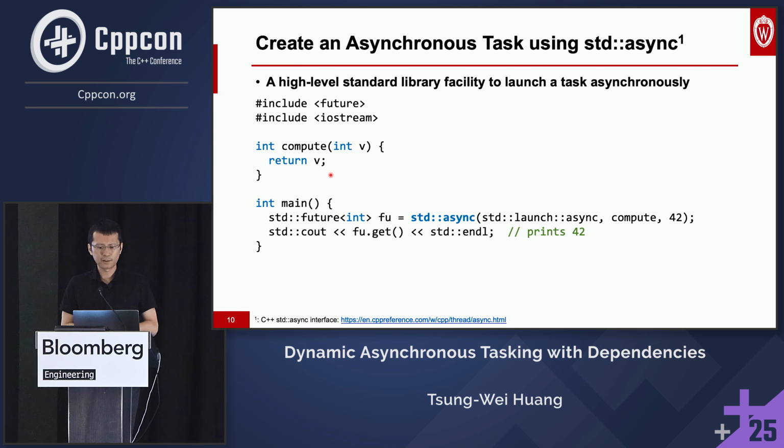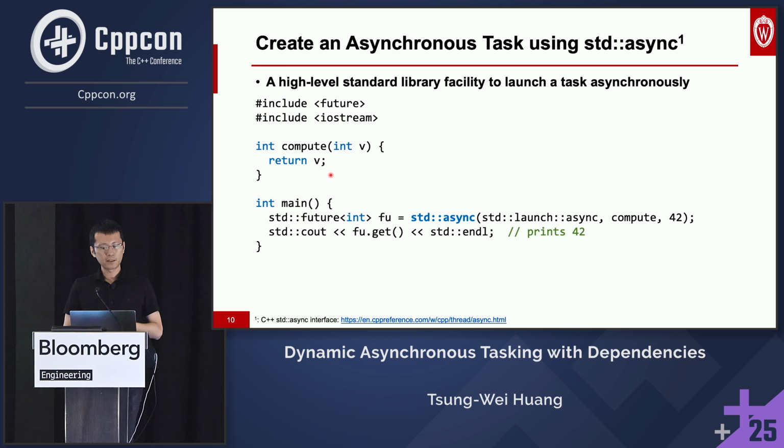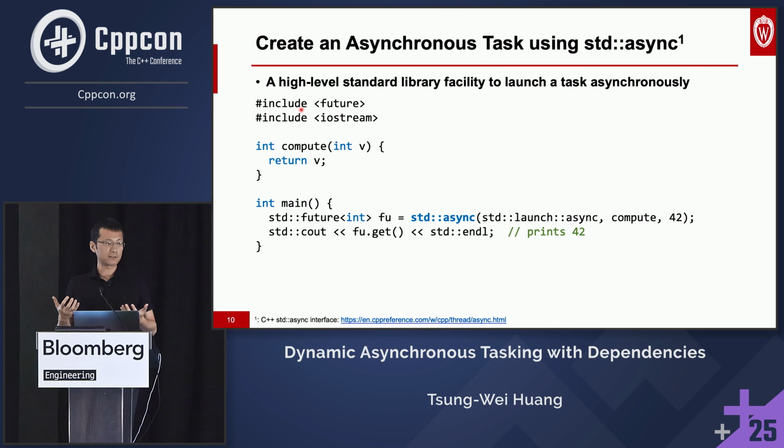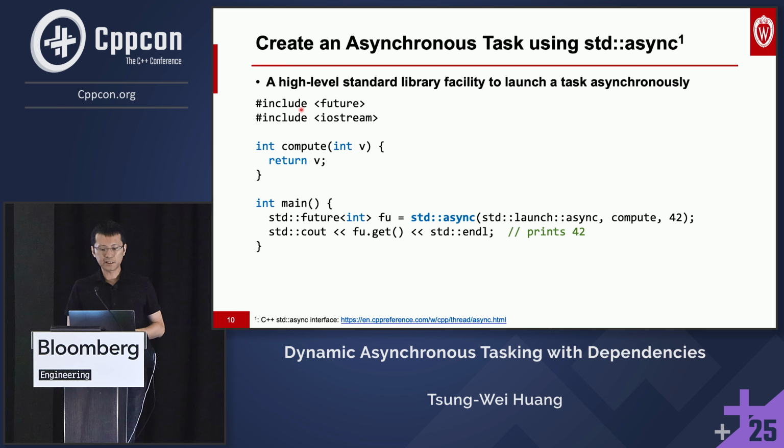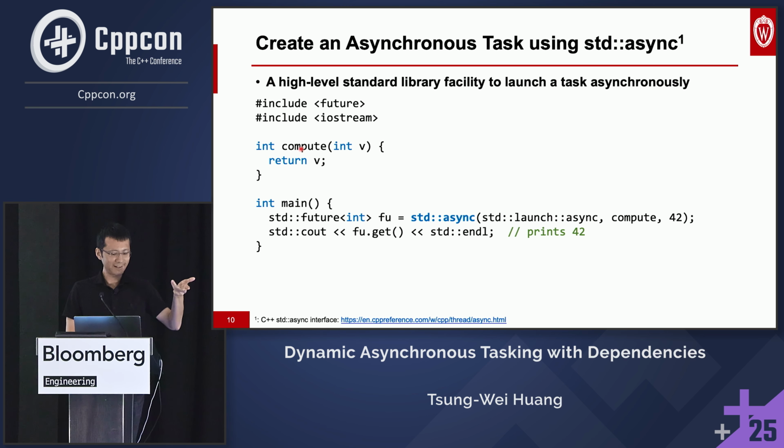In C++, we can create an asynchronous task using std::async. This is a high-level standard library facility for you to launch a task asynchronously. Let's take a look at this example. Here I have a function compute that does nothing but return its function argument.